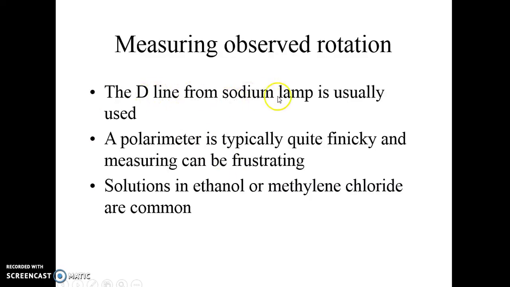We usually use a D line from a sodium lamp. A polarimeter is kind of hard to use and it can be frustrating, but we'll get through it. You have to use an achiral solvent, so we usually use ethanol or dichloromethane.